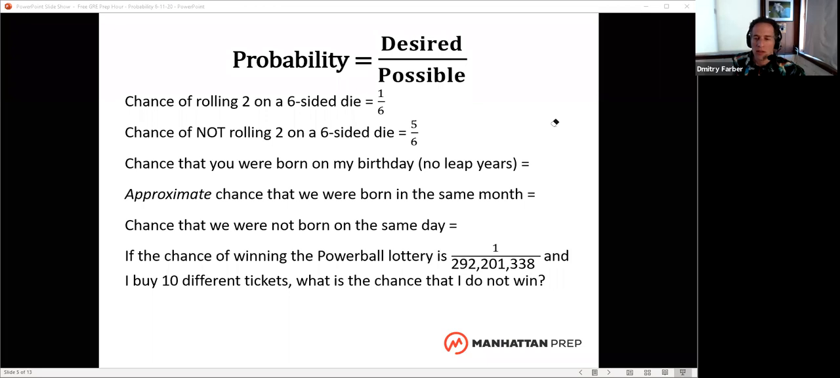Right? Okay, so then the chance that you were born on my birthday, assuming that I wasn't born in a leap year and neither were you, would be, how many days a year are there, right? So there's 1 out of 365. Now for the same month, I made it approximate. Why do I have to make that approximate? There's 12 months, so the chance that we were born in the same month is approximately 1/12. Why is that approximate?